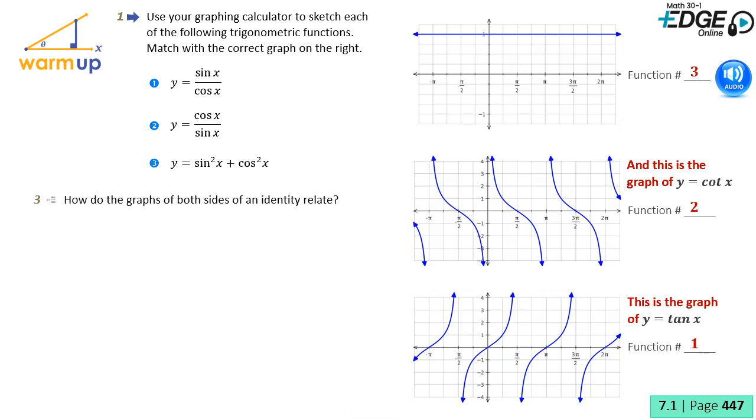So, how do the graphs of both sides of an identity relate? Well, let's clarify this question a little bit. That's saying if we treated each side of an identity as a separate expression set equal to y, and then graphed each one, how would they relate? Of course, if it's an identity, that should mean that the two are equivalent for all values of x, and therefore their graphs should appear identically.